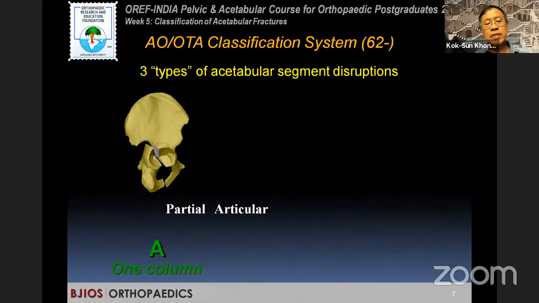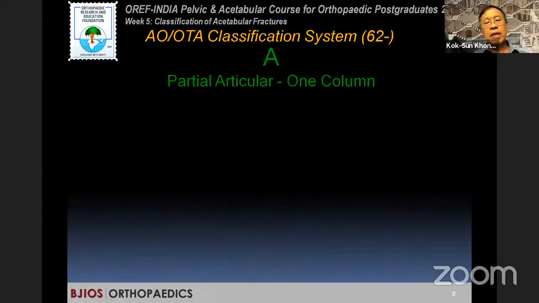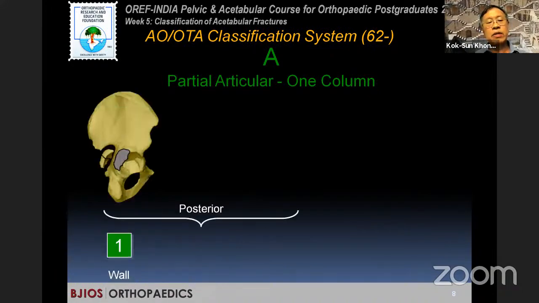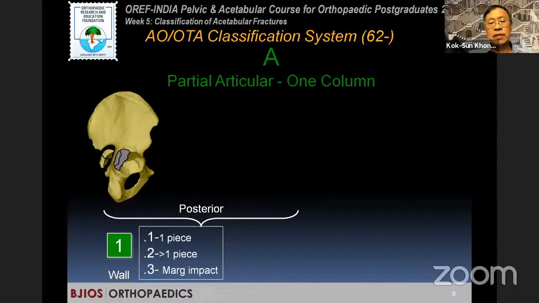Let's go through one by one, starting with the type A. Type A partial articular, which is the 1 column, always starts with the posterior. So the posterior can be a wall. So this is the first classification of Judet and Letournel. Then you have different types. If you have a wall fracture which is only in 1 piece, it's an A1.1. If you have comminution like 2 parts, you have A1.2, and if you have a marginal impaction in addition in the fracture of the acetabulum, you will call it an A1.3.